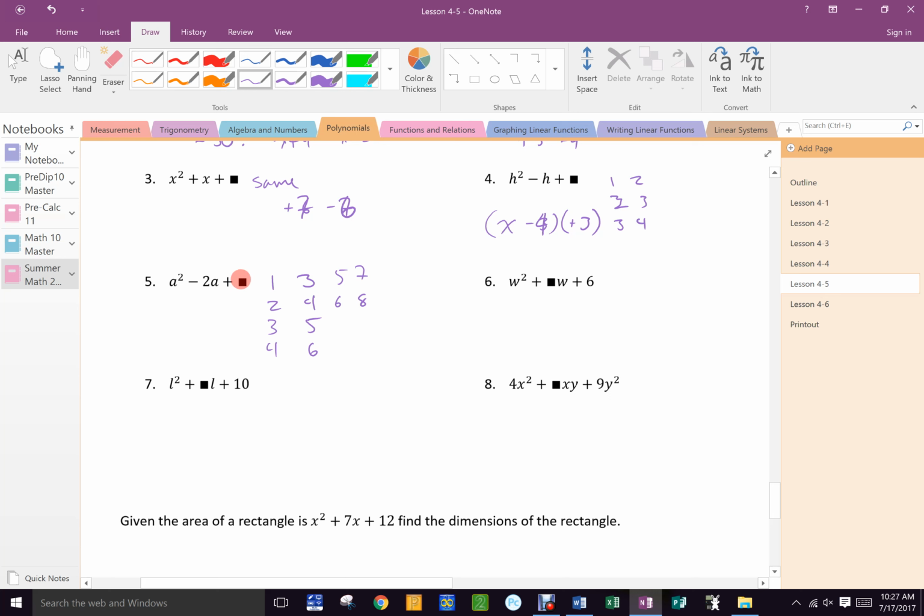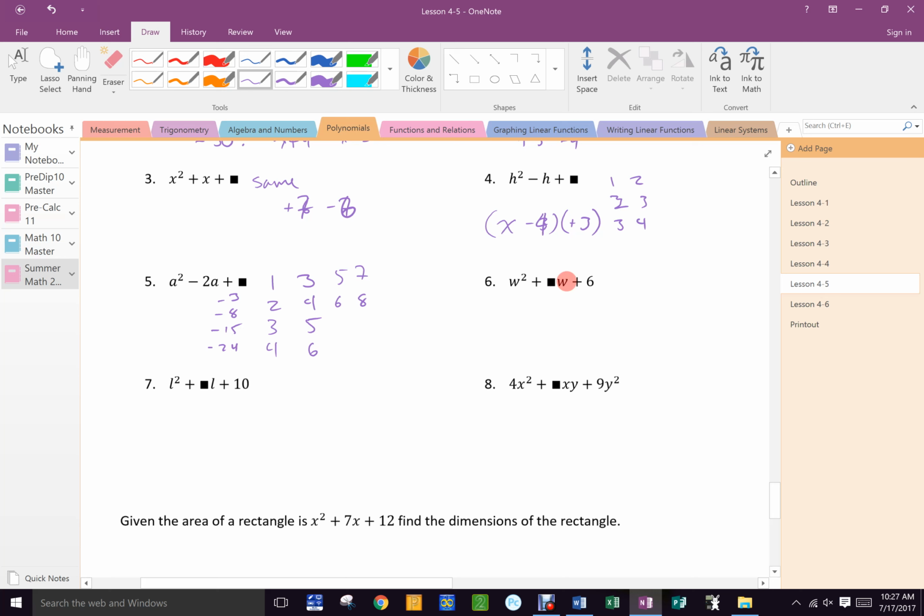So, what answer goes here? Any of these products, right? As long as it's negative. Negative 3, negative 8, negative 15, negative 24, and so on and so on.